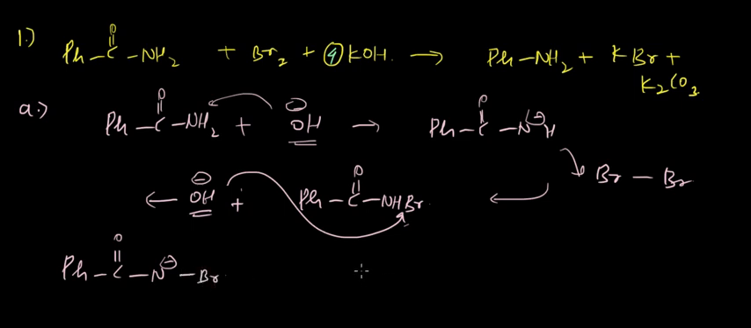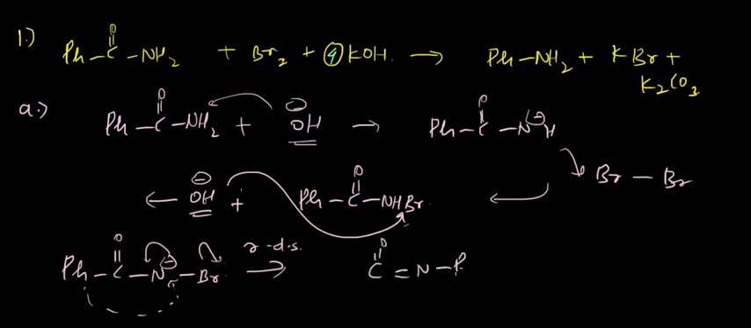Next, this is the RDS step. In the RDS, it will form a double bond here, Br minus will be leaving. As a result, migratory aptitude will be shown by the Ph group, and we'll get something like this. This is isocyanate.